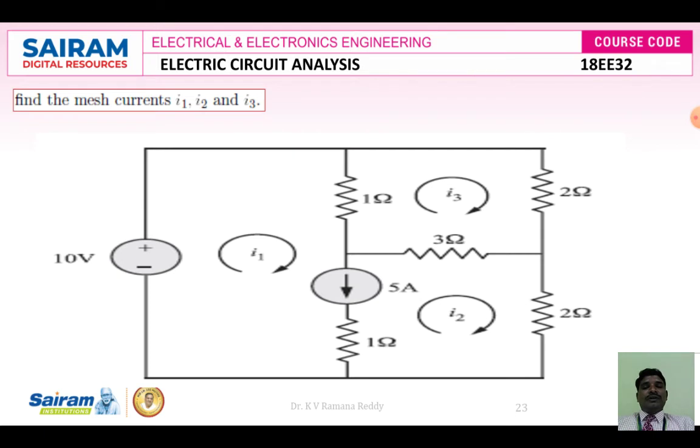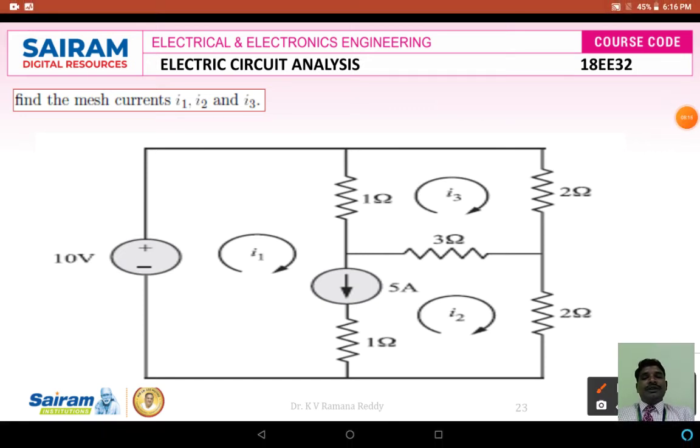Next, look at the following circuit diagram. Find the mesh currents I1, I2 and I3. If you go through this circuit diagram, there are three meshes, namely mesh 1, mesh 2 and mesh 3. Suppose I am analyzing the currents of the three meshes or loops arbitrarily as I1 in mesh 1, I2 in mesh 2 and I3 in mesh 3.